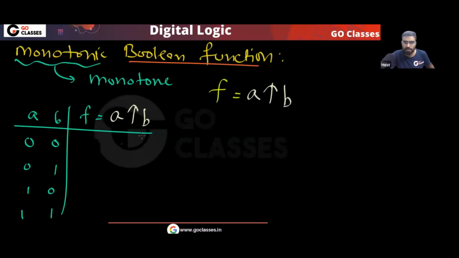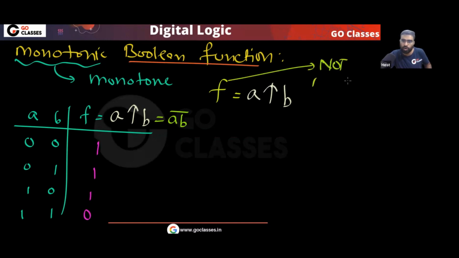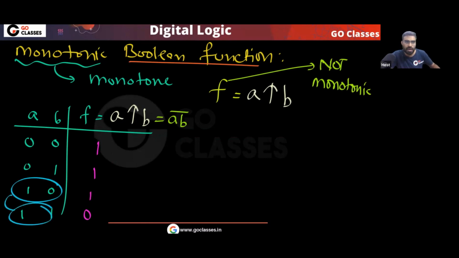This is NAND, AB whole complement. This is the truth table 1110. Again, you can easily see this function is also not monotonic. Why? Because if I increase this input by changing a single input from 0 to 1, the function value is decreasing.